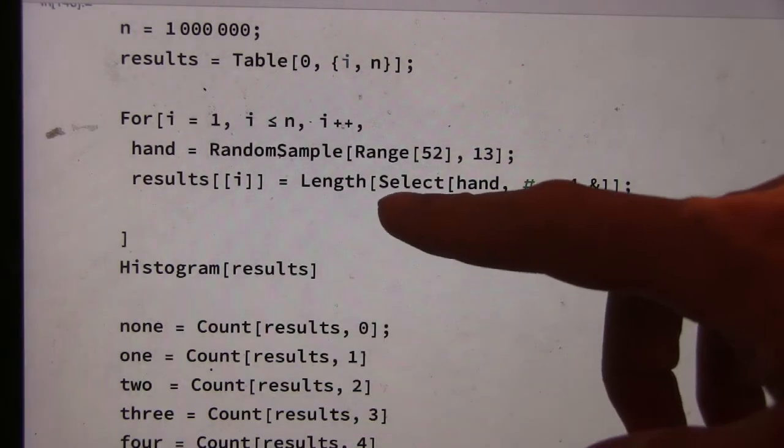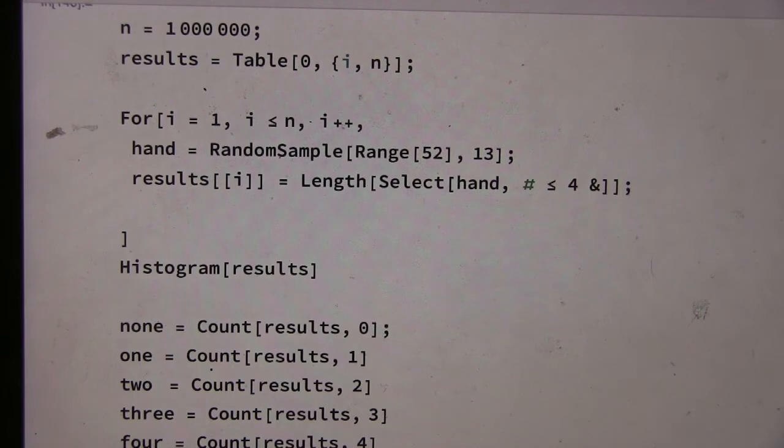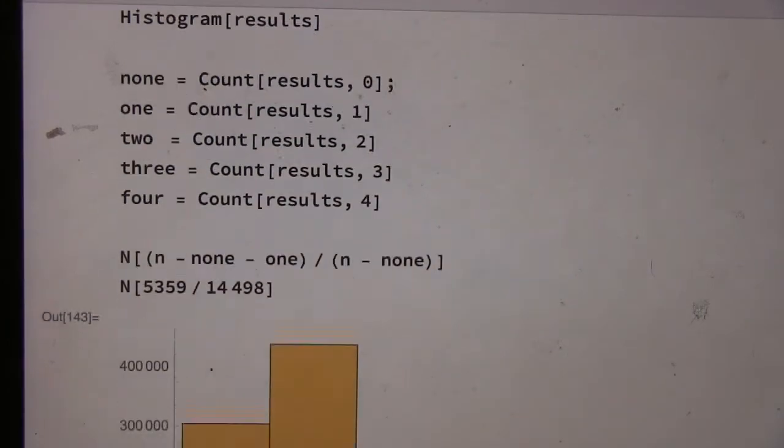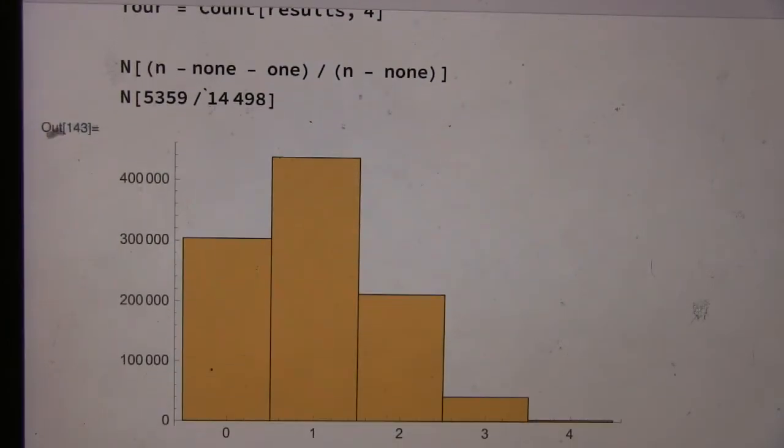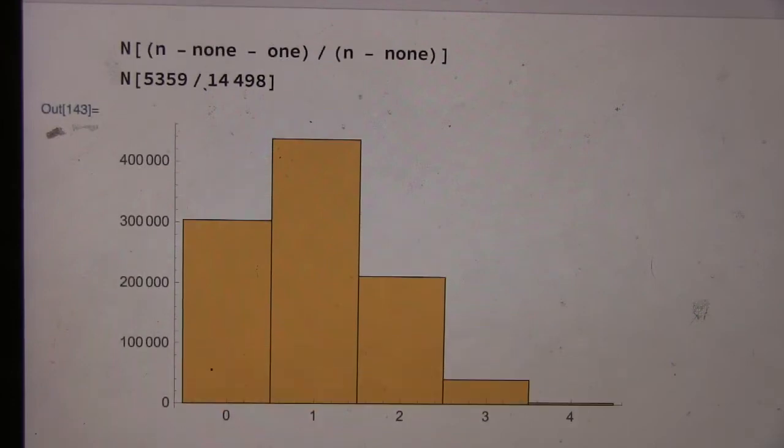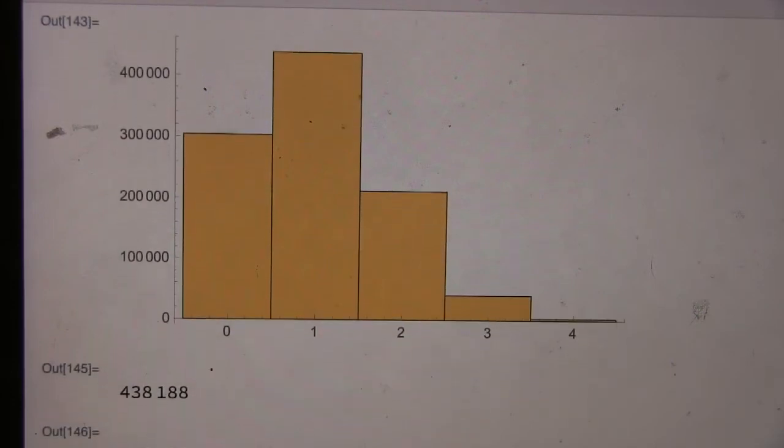And then we just take the length of the set of 1, 2, 3, 4 in the range we selected. So a lot of times we're going to get 0. Sometimes we're going to get 1, 2, 3, and 4. And here's what we see as a histogram.